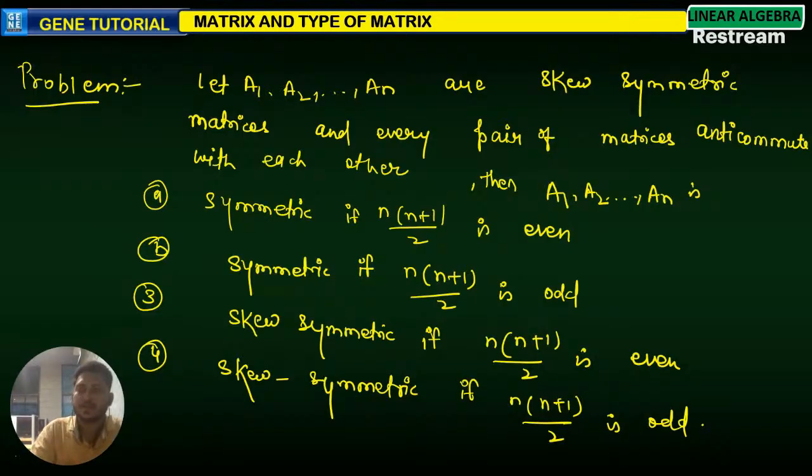So the problem is: let A1, A2, ..., An be skew symmetric matrices and every pair of matrices anti-commute with each other. Then A1 A2 ... An is: option A, symmetric if (n+1)/2 is even; option B, symmetric if (n+1)/2 is odd; third option, skew symmetric if (n+1)/2 is even; and last option, skew symmetric if (n+1)/2 is odd. So come to the solution part of this problem.